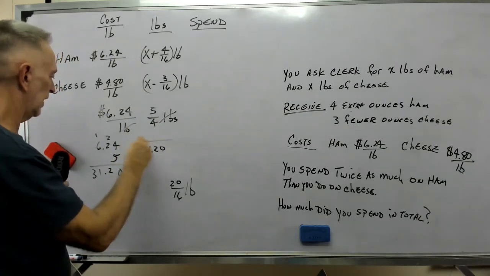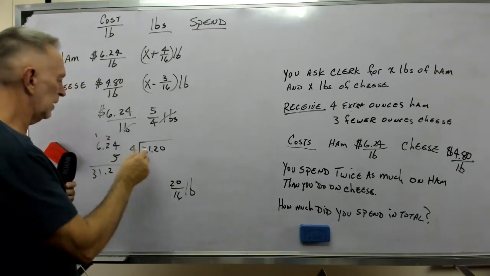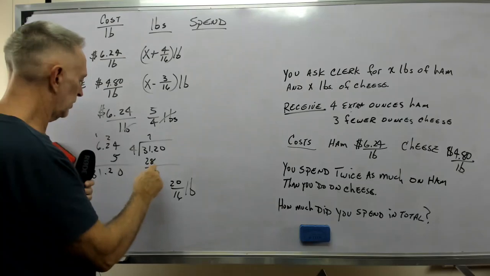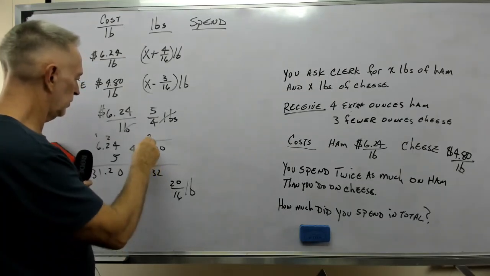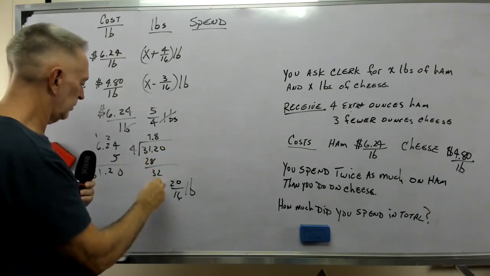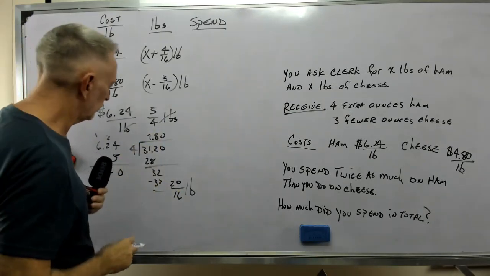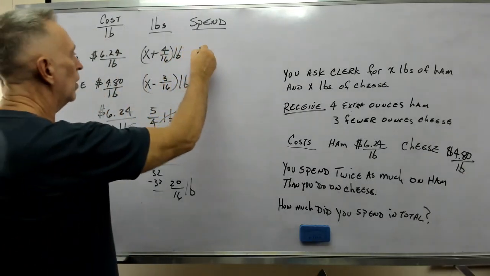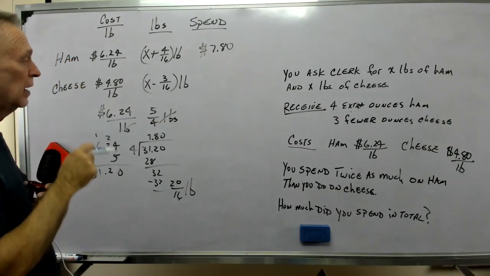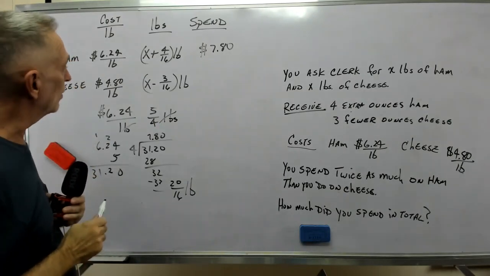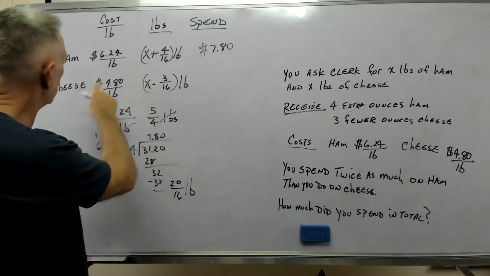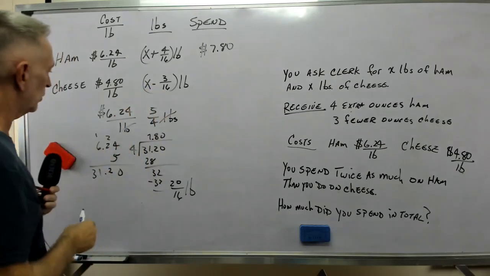3120 divided by 4. 8 times 4 is 32. 7 times 4 is 28. 29, 30, 31, less 3, 32. Don't lose my decimal point there. 8 times 4 is 32, and carry up to 0. So 780 is what was spent on the ham. Now what does that mean? Half of that would be what? 390? Which is what we should get when we work through this one.